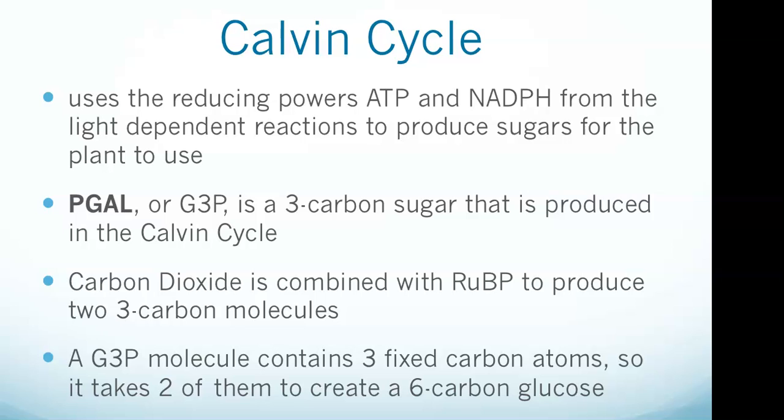It takes 2 G3Ps to build a 6-carbon glucose molecule. 6 NADPH are converted to 6 NADP during the fixation step. Therefore, it would take 6 turns of the cycle, or 12 NADPH, to produce 1 molecule of glucose.